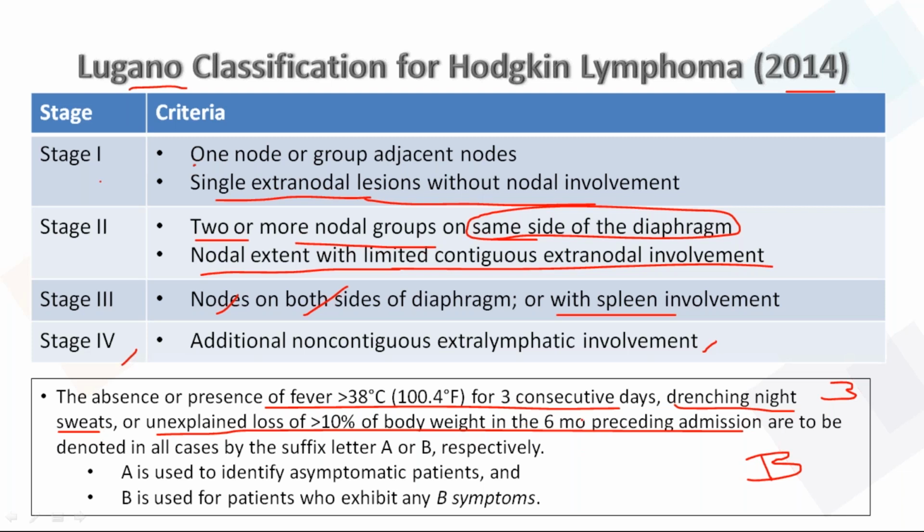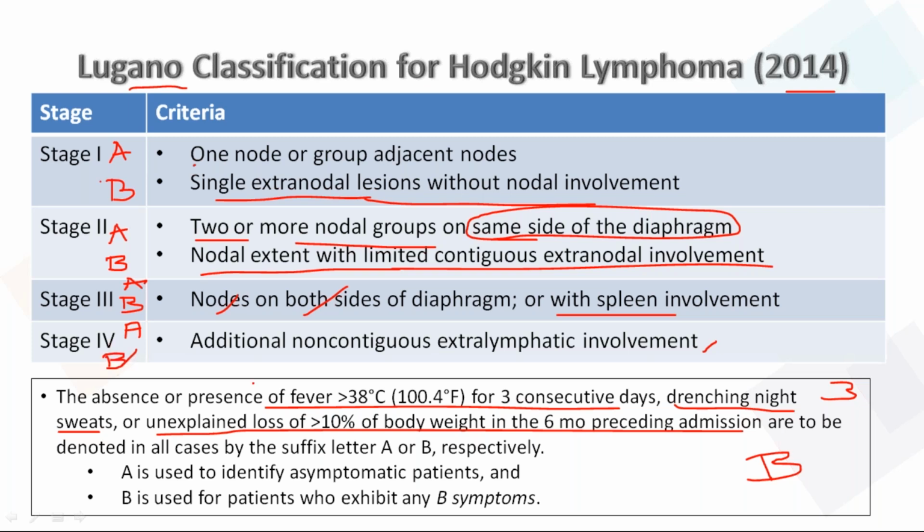So stage 1 without B symptoms is stage 1A. With B symptoms, it is stage 1B. Again, stage 2 also can be A without B symptoms, and with B symptoms it is stage 2B. Like that, each one can be A and B.